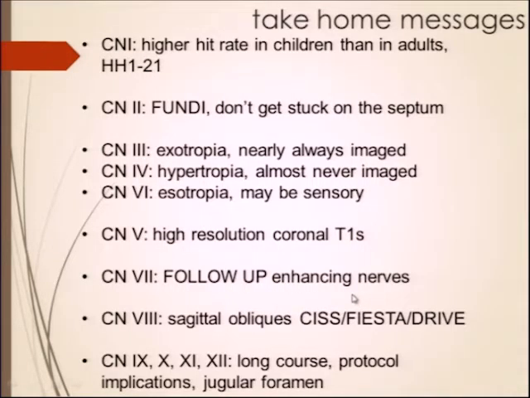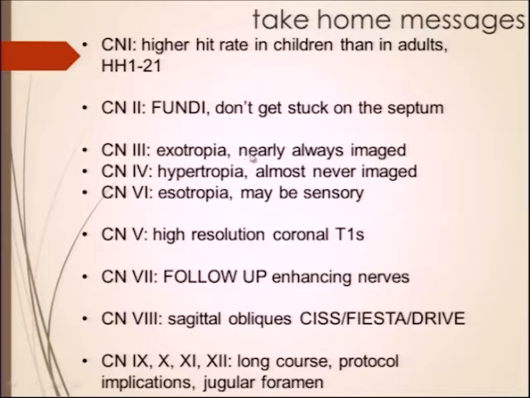So just to wrap it up, take-home messages. Cranial nerve 1 imaging may have a higher hit rate in children than in adults, so don't let your adult colleagues dissuade you sometimes from imaging children with olfactory disturbances. So remember those fundi, and having those in mind, I think, can sometimes help us as we evaluate patients with vision loss. For the nerves involved in strabismus, exotropia, hypertropia, and esotropia are all evaluated in that clinical setting.